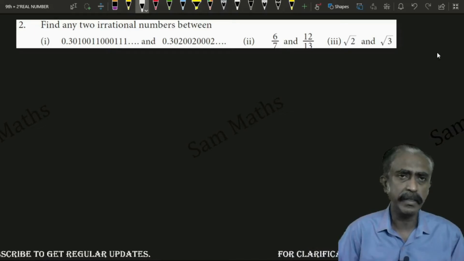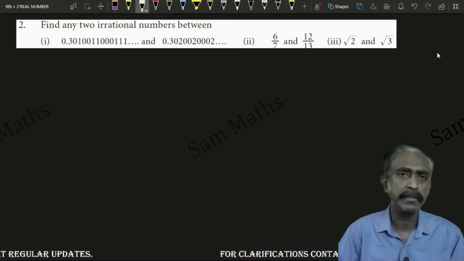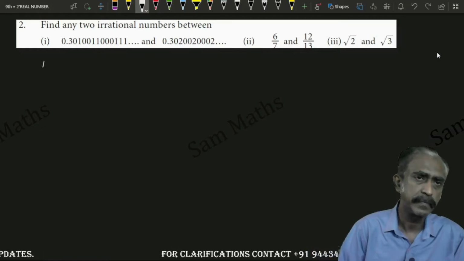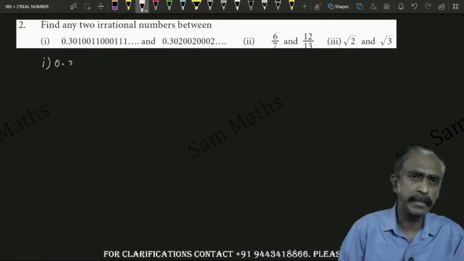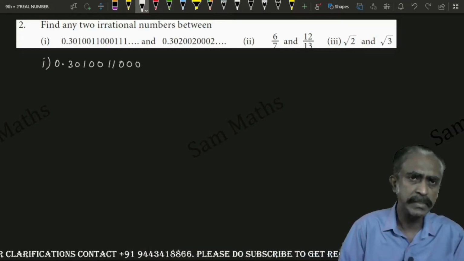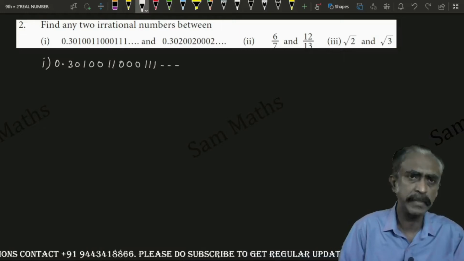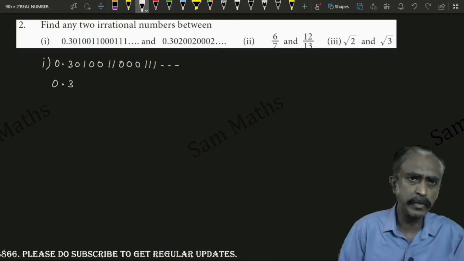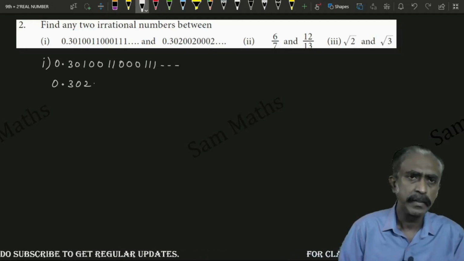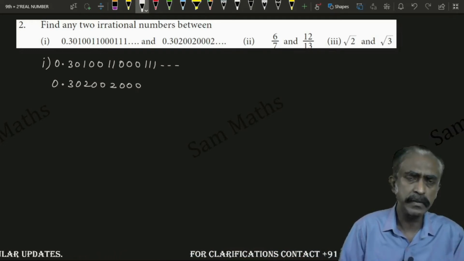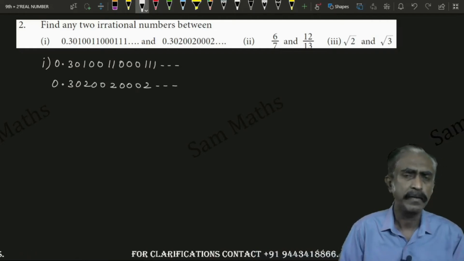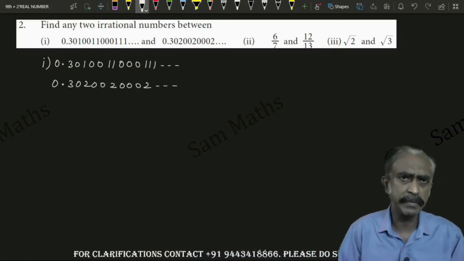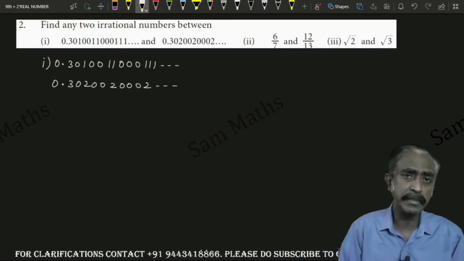Second question, find any two irrational numbers between the first one, 0.301 00 11 000 111 and so on, and the next number is 0.302 00 2 000 2 etc. Okay, children, these two are irrational numbers. Find any two irrational numbers between these two.